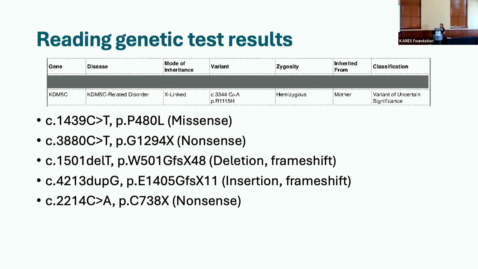So here is sort of the opposite. So you have a duplication or an extra G at this position, tells you the protein change. This is E, or a glutamic acid, changing to a glycine at the 1405 position. Again, the FS means frame shift. And then X, after 11 additional amino acids, it stops. So this is an insertion mutation, which causes a frame shift. And then the last one is just another nonsense mutation where at this position, there's a cysteine that gets changed to a stop. So that protein stops.